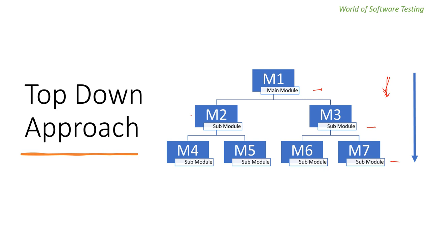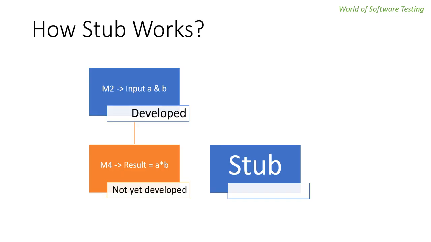So with the help of stubs, even if the lower modules are not available for integration, we can test the topmost module. So again, let's understand how stubs work. Here, let's say this is the M1 module, and we can consider M4 as well, no problem. So this is the topmost module.